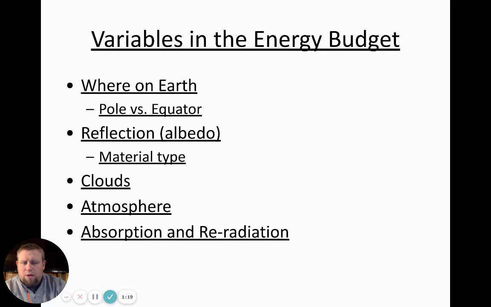There's reflection, which we call albedo, which you also learned a little bit about yesterday. That very much depends on the material type. It also depends on color, because what albedo measures is the amount of sunlight or energy that is reflected back versus the amount that is absorbed.